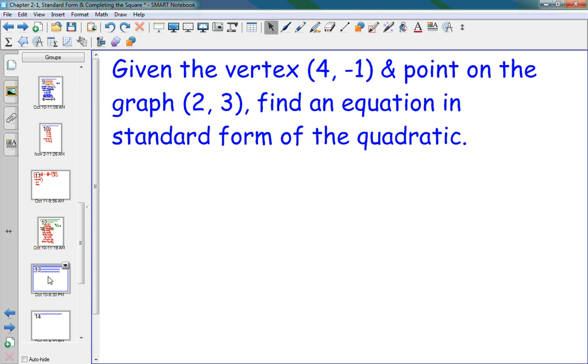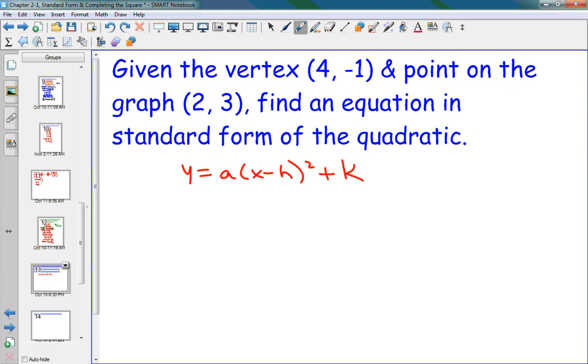Okay, given the vertex 4, -1, and the point on the graph 2, 3, find the equation in the standard form of the quadratic. Okay, how do I find that? Well, what's my standard form? Standard form is y is equal to a times x minus h squared plus k. True? So what is everything that I have up there? What does vertex represent inside that?